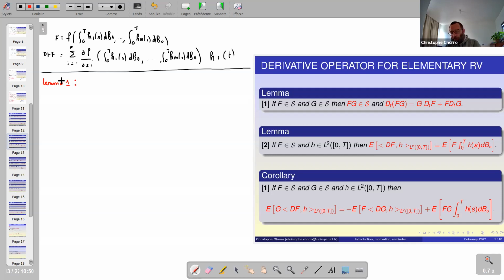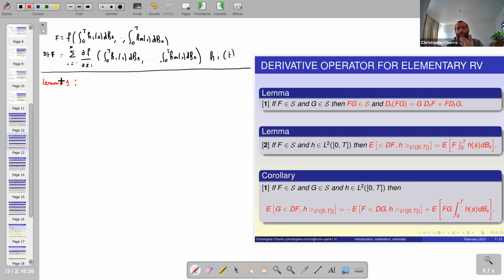And in fact, you are going to see that in general, the properties that we are going to prove in this course will be proved in several steps. The first steps will be for elementary random variables or elementary stochastic processes. In this case, the proofs are based on classical arguments of classical analysis. And then the objective will be to extend them to more general situations.